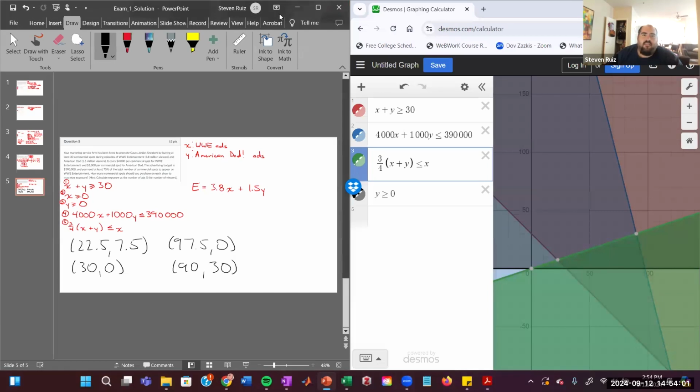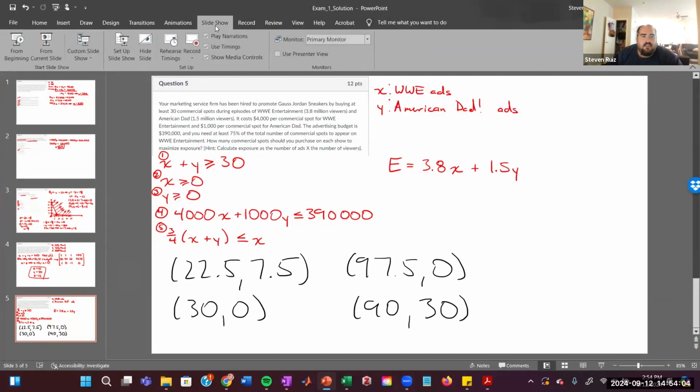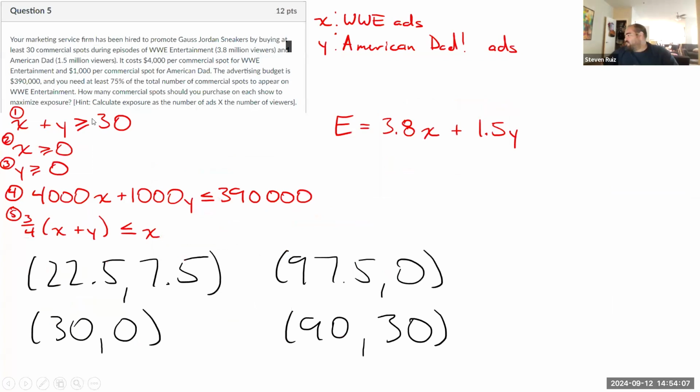Okay, so the graph has given us what we wanted it to give us. Let's go back into projecting this. So we have an expression here that gives us exposure, which is the thing we're trying to optimize, the thing we're trying to maximize. A couple of these points don't really make sense, for X or Y to be fractional. I can't buy half an ad. But looking past that, let's go ahead and calculate those anyway. If I start calculating exposure by this formula here, we'll see that the one that gives me the greatest number is this point here, 90, 30.